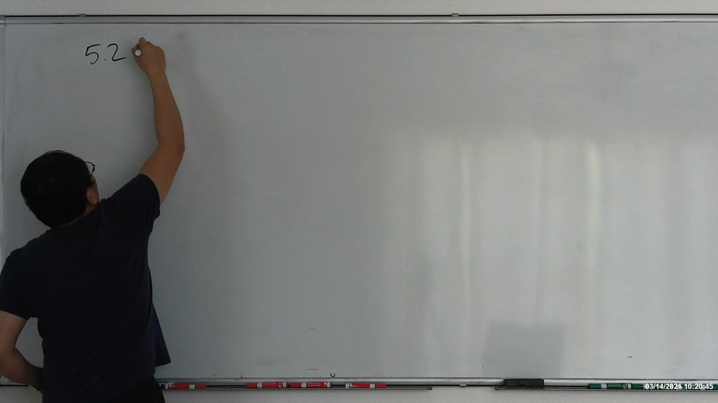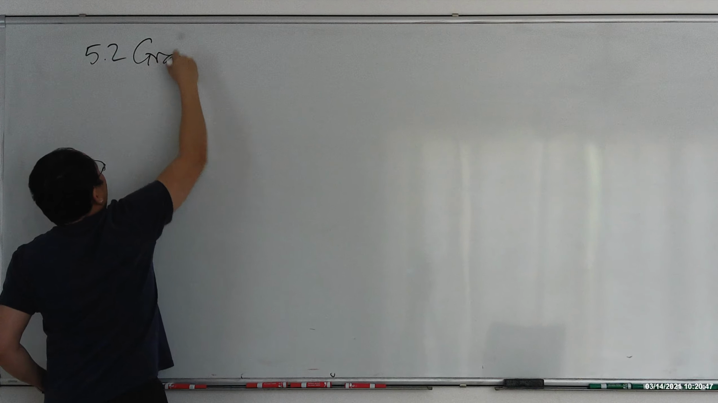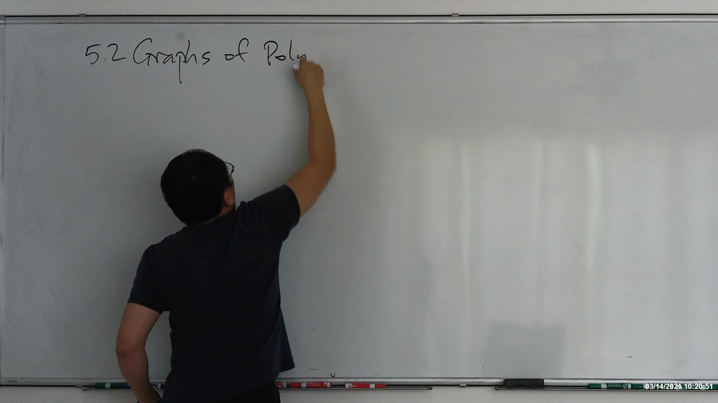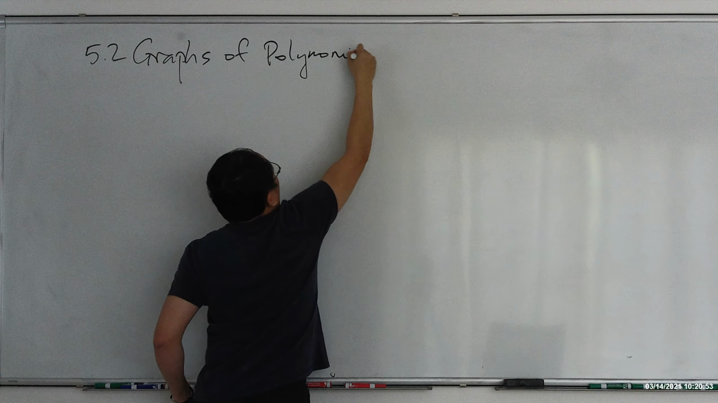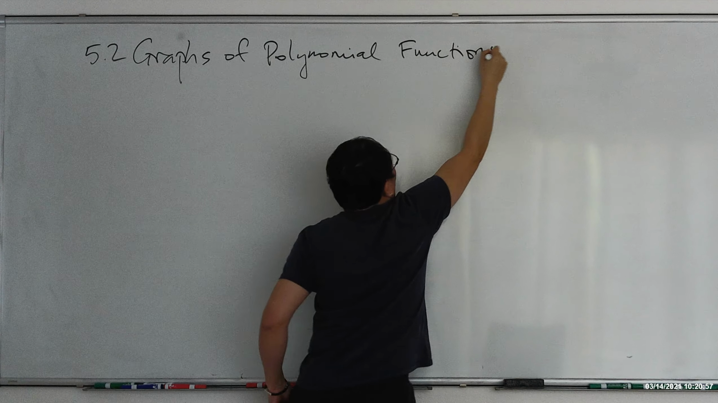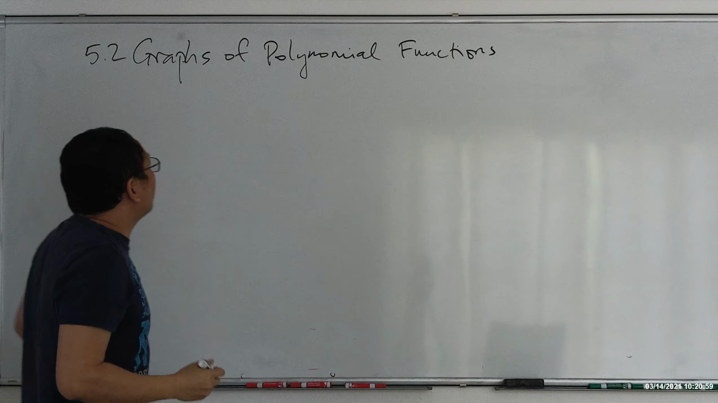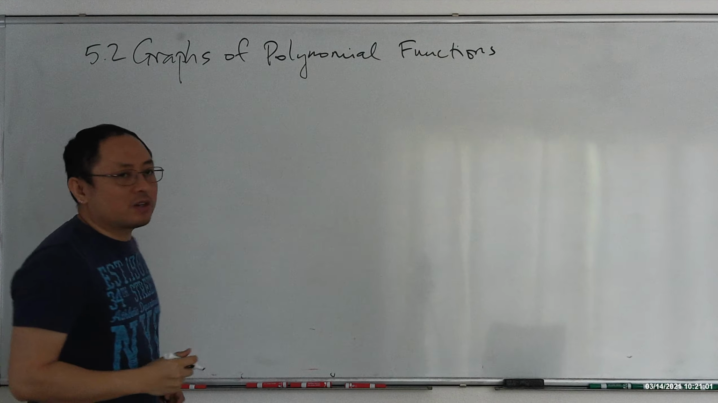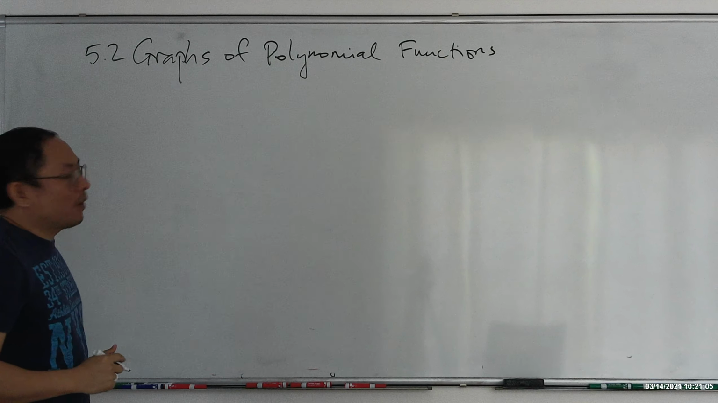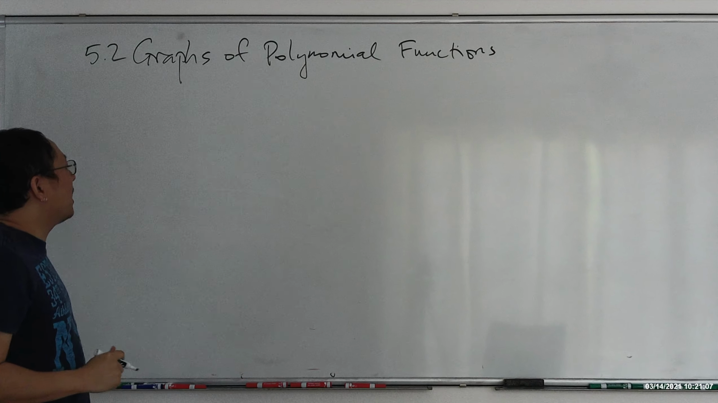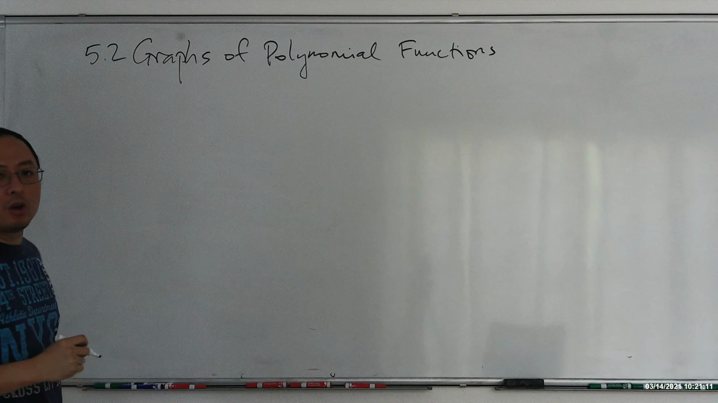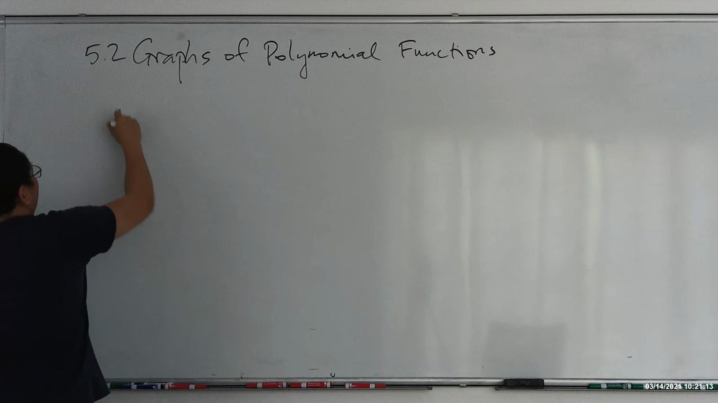5.2, graphs of polynomial functions. I actually mentioned this, and I showed you a couple of graphs in the previous section 5.1. But let me give you more examples in here and show you how we roughly sketch a graph from a given polynomial function. Okay, so let's start with the example.